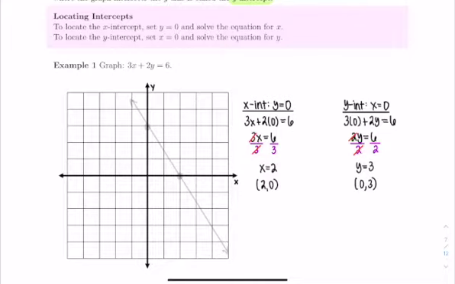So plotting our 2 points is all we need to make a line. Let's do (2, 0) first. We're going to go to the right 2 units, and then we're not moving up or down any. And then for (0, 3), we're not going to move to the left or right, but we're going to move up 3 units. Now that I've plotted my 2 points, I can draw my line. And that would be the graph of 3x plus 2y equals 6.